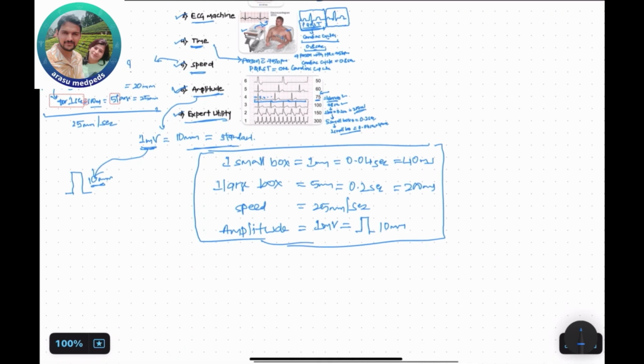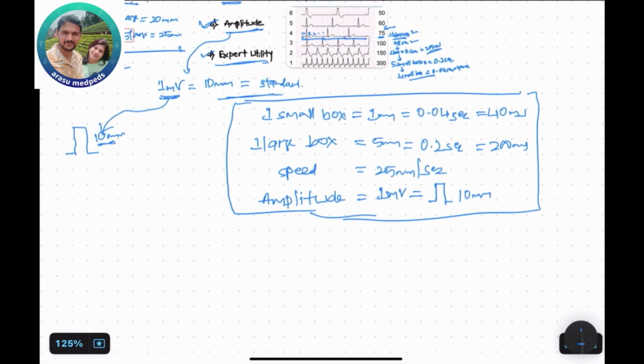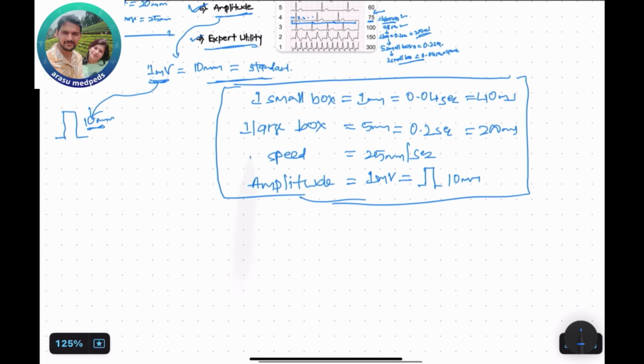So what about the expert utility, which I am repeatedly telling? We can alter the calibration of the ECG machine in some situations where we can utilize it to diagnose or to find out some abnormal conditions. For example, when it comes to speed, just imagine the patient is having some tachyarrhythmia, right?